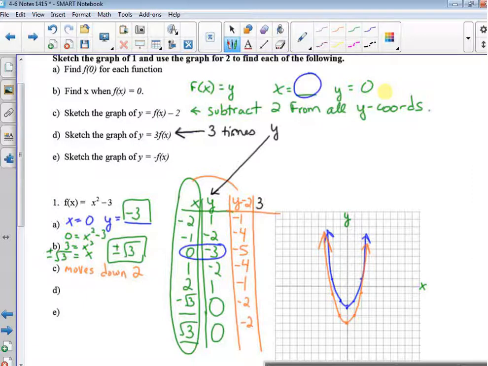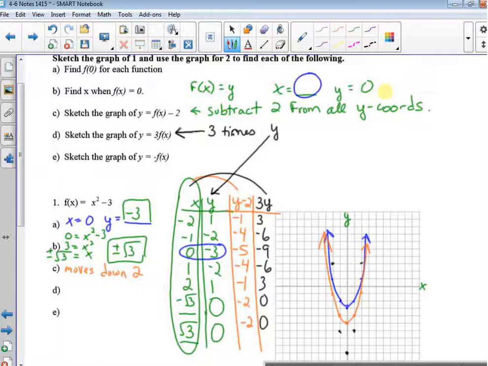So it's going to be 3 times y. When I take 3 times that y, I get 3. 3 times negative 2 is negative 6. 3 times negative 3 is negative 9. 3 times negative 2 again, negative 6. 3 times 1, 0, 0, if I want to plot those. Now when I plot that, I'm going to use the original x again. So negative 2, 3. Negative 1, negative 6. 0, negative 9. 1, negative 6. And 2, 3.